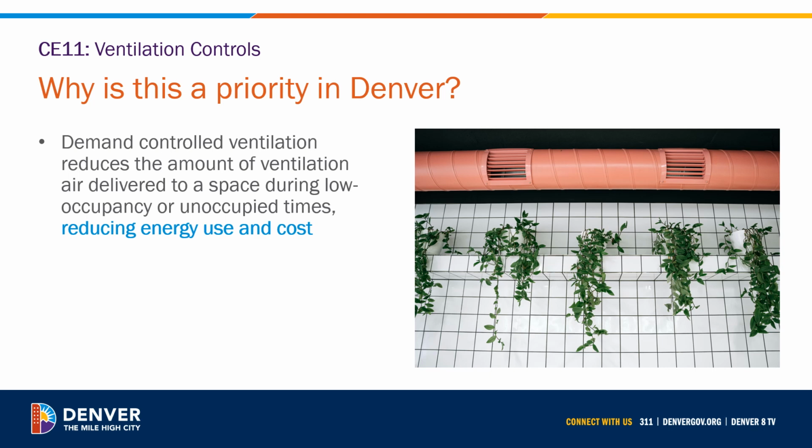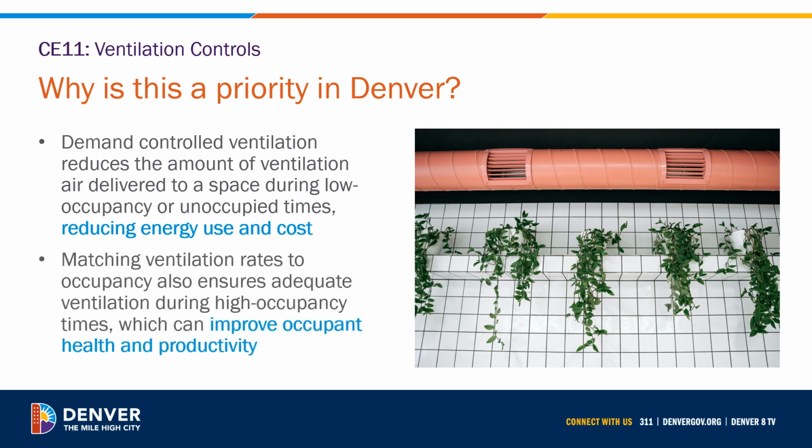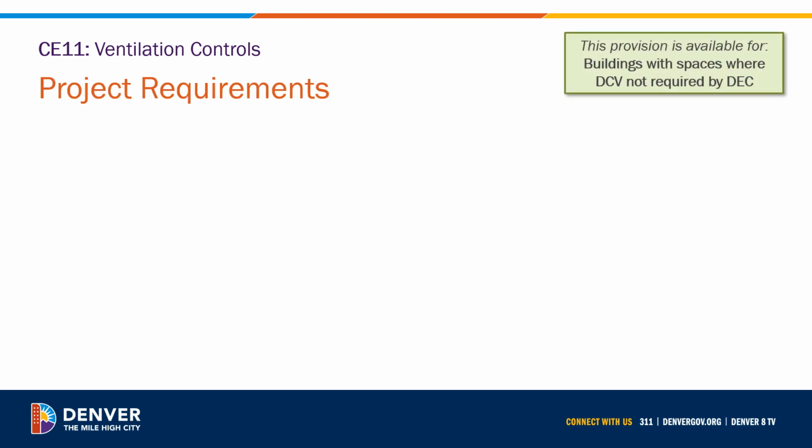Demand-controlled ventilation reduces the amount of ventilation air delivered to a space during low occupancy or unoccupied times, thereby reducing ventilation energy use and costs. Matching the ventilation rate to occupancy also ensures adequate ventilation during high occupancy times, which can improve occupant health and productivity.